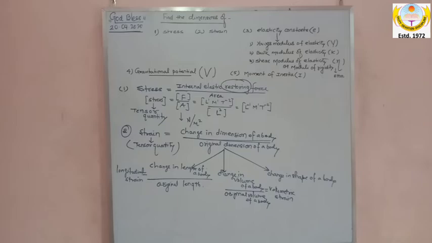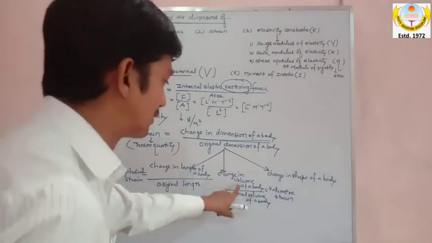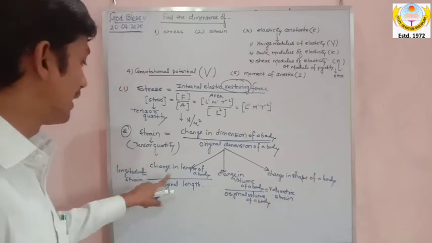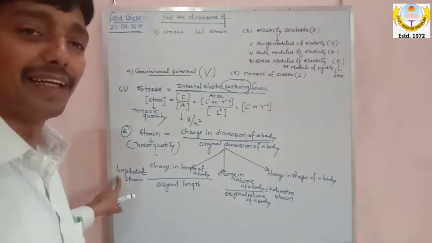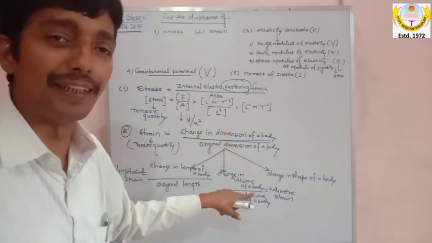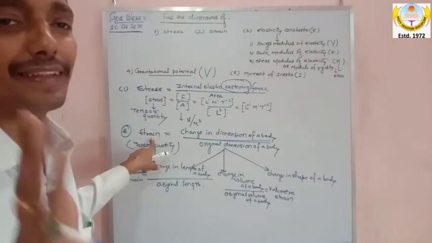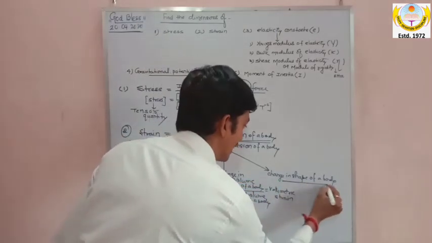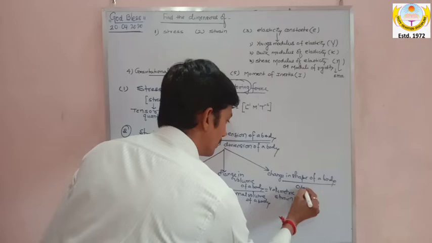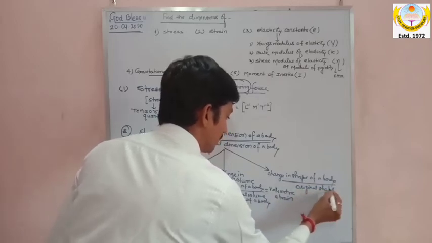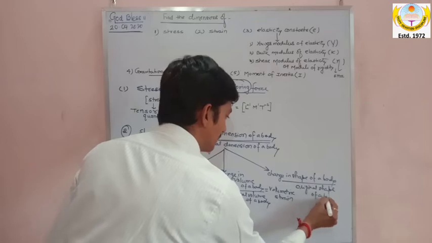So nice. Sir, it is so simple. If volume is changing, it is volumetric strain. If length is changing, it is longitudinal strain. And if nothing is mentioned about what is changing, it is just strain. So here I hope you understood what this is. This is the change in shape of the body compared to the original shape of the body.